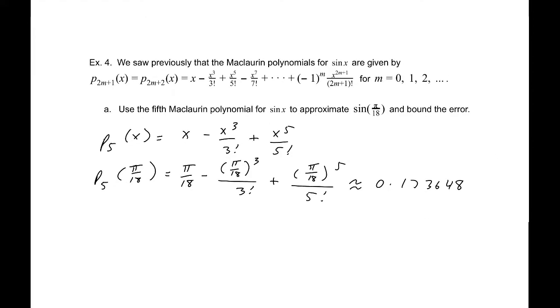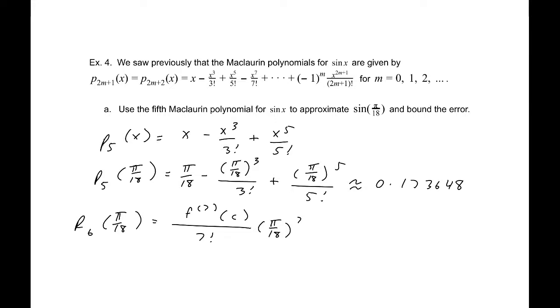To bound the error, we want to consider the remainder. Well, ideally, we would want to find the remainder of this at pi over 18. However, the sixth Taylor polynomial is exactly the same as the fifth, so that doesn't actually help us any. So we're going to go to the next distinct polynomial, and that is the seventh. So we're going to actually find the sixth remainder there. So that is going to be the seventh derivative, evaluated at some c, over 7 factorial times x minus 0. So we'll have pi over 18 to the 7.